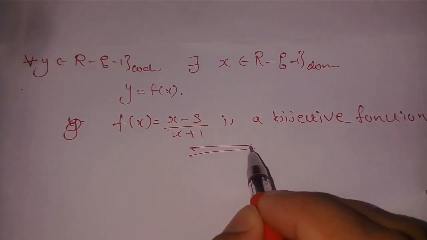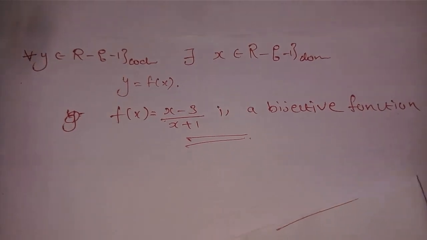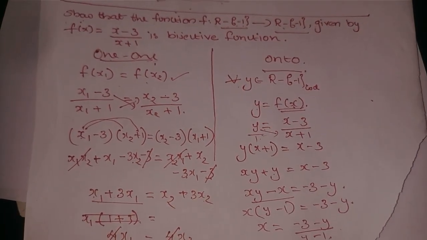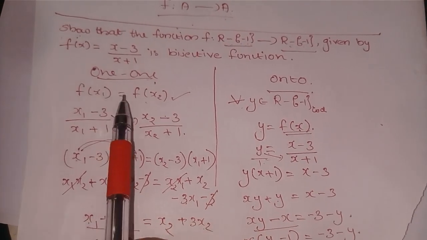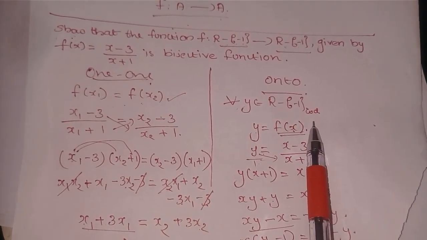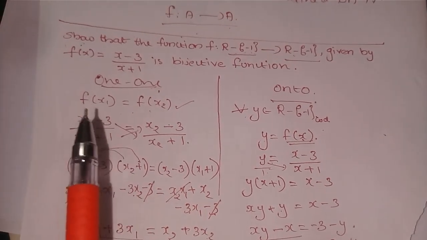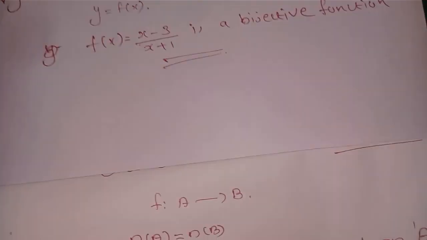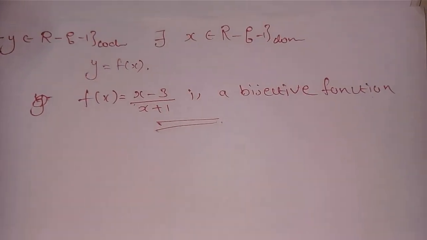So this is how we practically check whether the given function is bijective or not. We want to consider the one-one case and the onto case separately. We want to prove the given function is both one-one and onto. Then we can say the function is bijective.